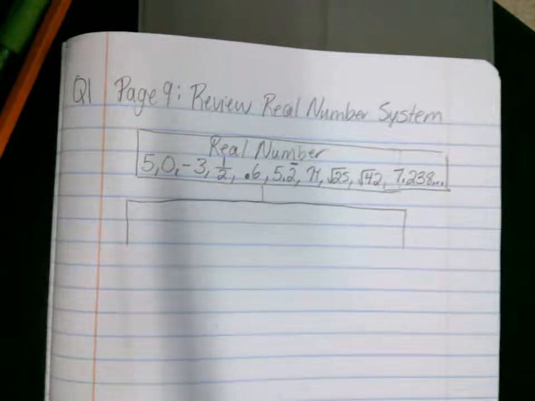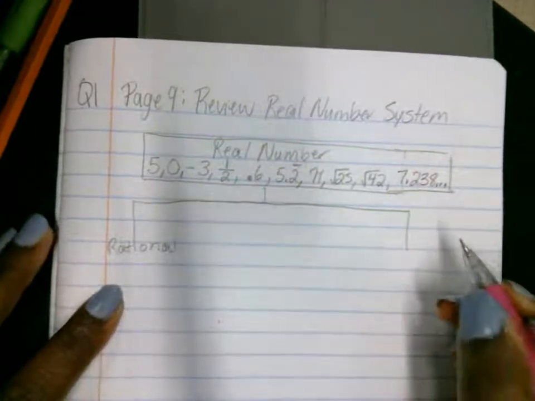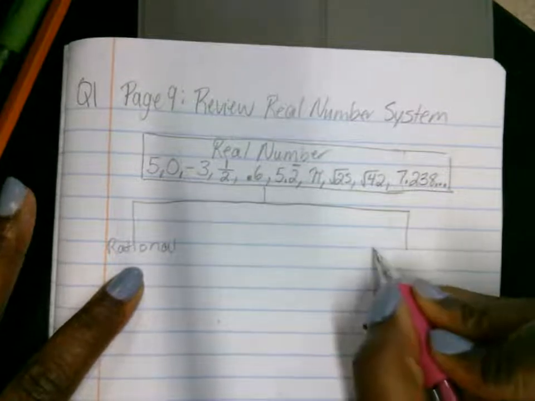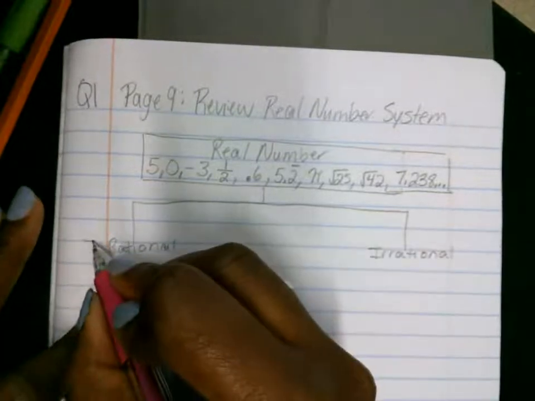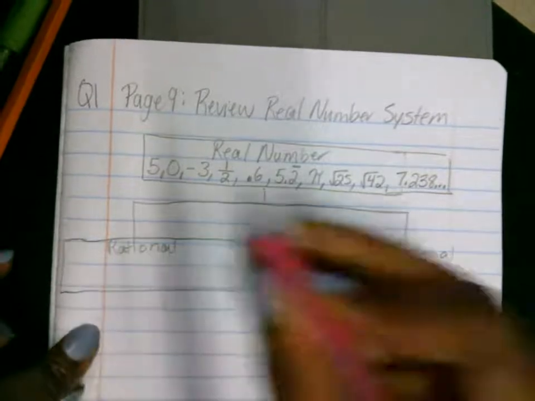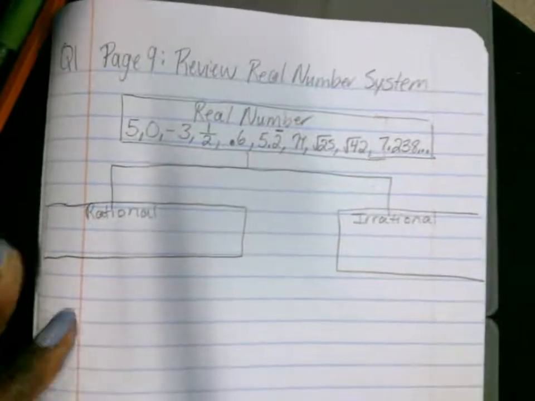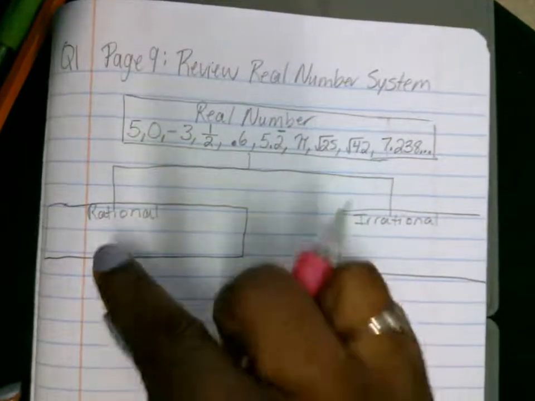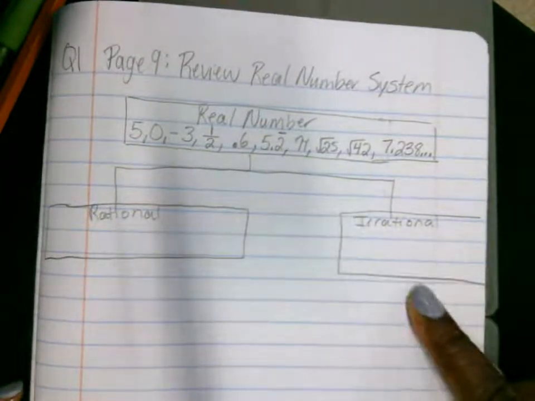Not integers. Good guess, though, baby. That is a category. It's not integers. Keep going. Rational or irrational. Either a number is rational, that means it can be written as a fraction, or it's irrational, it cannot be written as a fraction. Either it's rational or irrational. These numbers are either going to fall under rational or irrational.